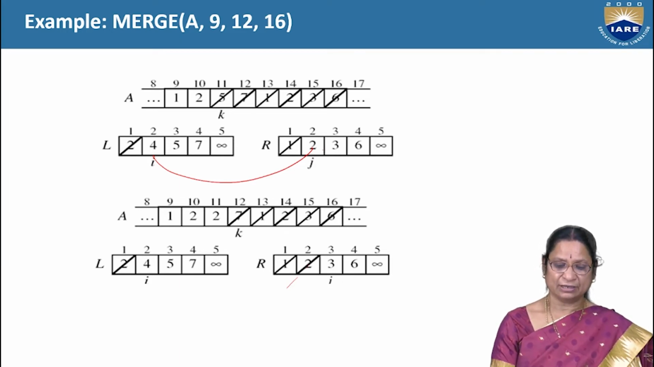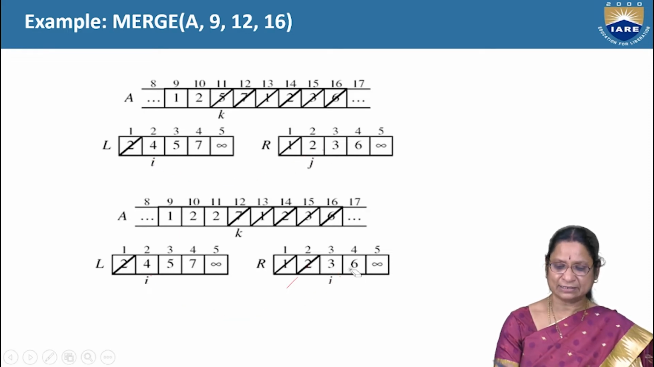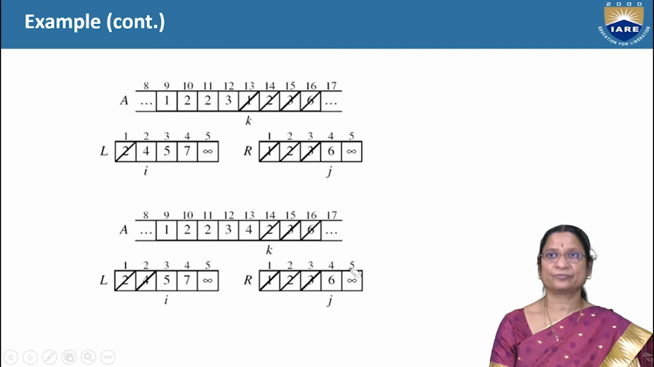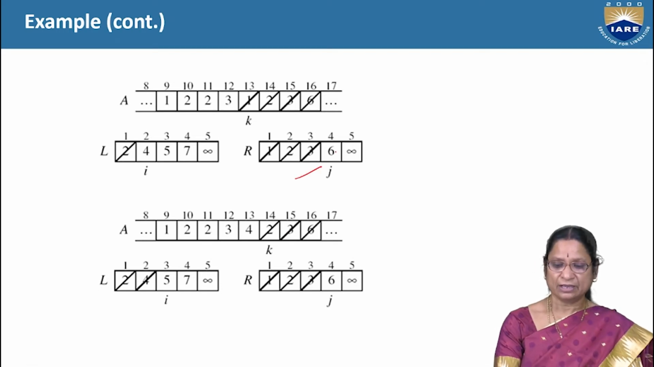After that, the ith value is 4 and the jth value is 3. These 2 are compared, and 3 is going to be copied. So next, 3 is going to be struck off. You observe here, next, 6 is compared with 4. 4 is the lesser value, so 4 is copied into the output. So that's why 4 is going to be struck off here.